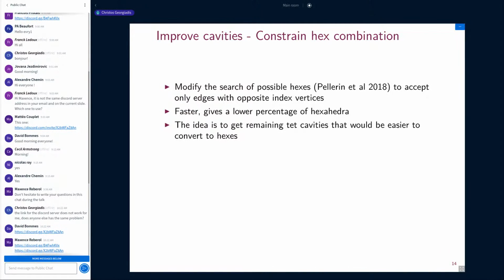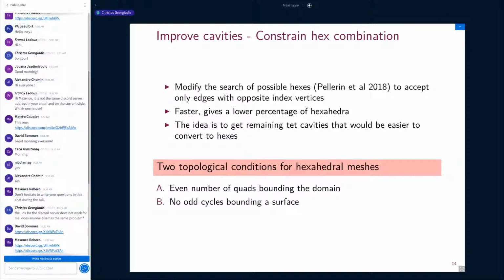We know that there are two topological conditions for hexahedral meshes. The one is that we want an even number of quads bounding the domain, and the other is that we do not want any odd cycles. So we try to see if there's a way to satisfy these conditions in order to go from the big problem to smaller cavity problems that satisfy them, and maybe after we can eliminate them somehow. So it's a work in progress. I will just show you some small examples.